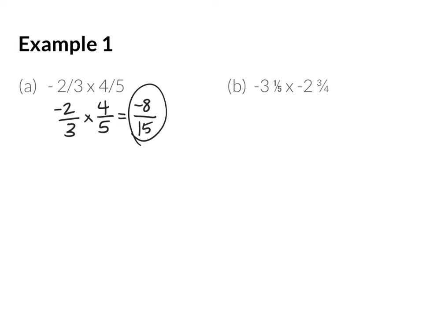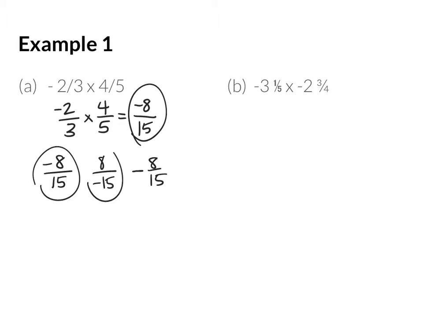Now you'll see this written 3 different ways. Sometimes it'd be negative 8 over 15. Sometimes it'd be 8 over negative 15. And then most times you'll see it as negative 8/15. All 3 of these mean the same thing, the negative of that number.